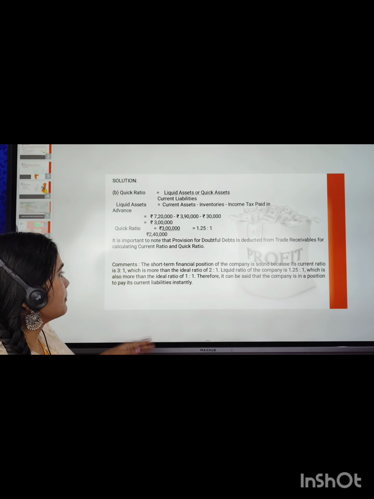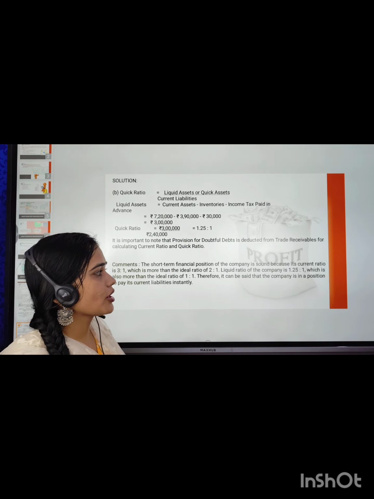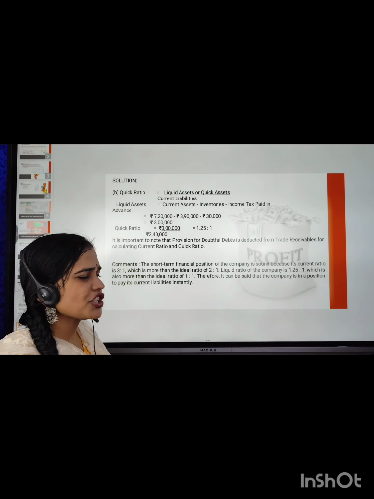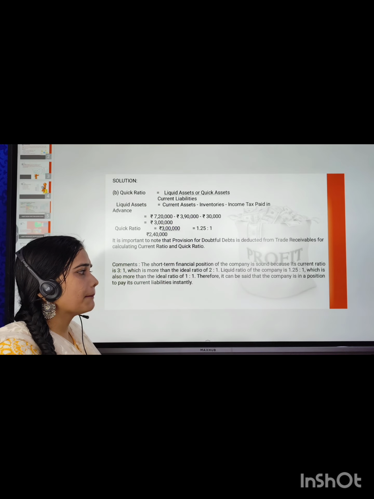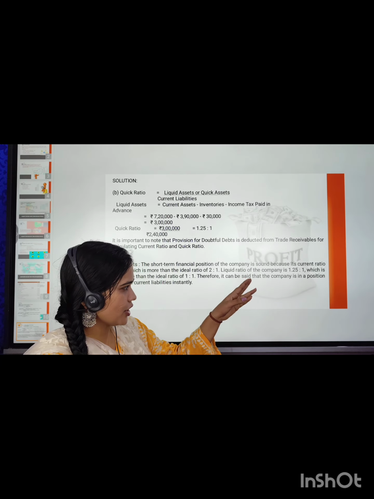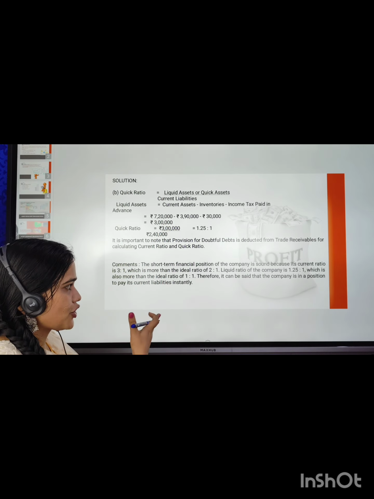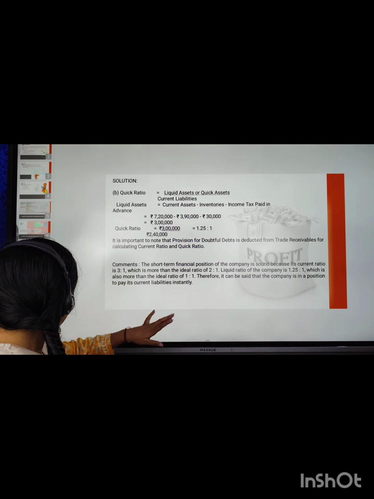Now here is a comment on the financial position of the company. In the short term, the financial position of the company is sound because its current ratio is 3:1, which is more than our ideal ratio, that is 2:1. The liquid ratio of the company is 1.25:1, which is also more than the ideal ratio that we consider, 1:1. Therefore, it can be said that the company is in a position to pay its current liabilities instantly.